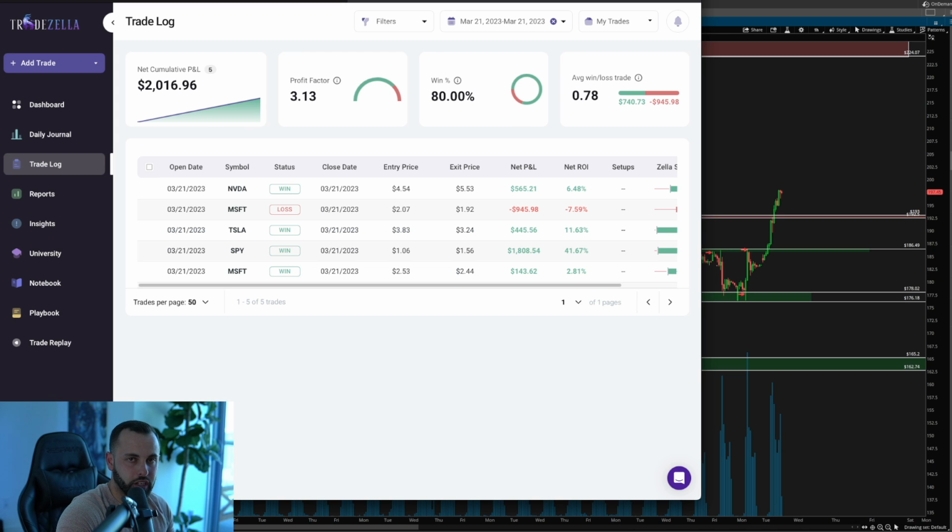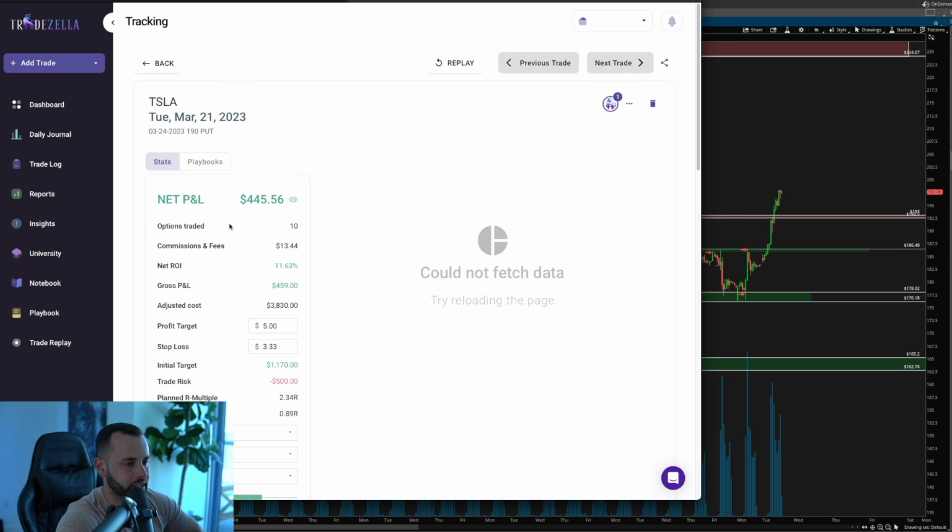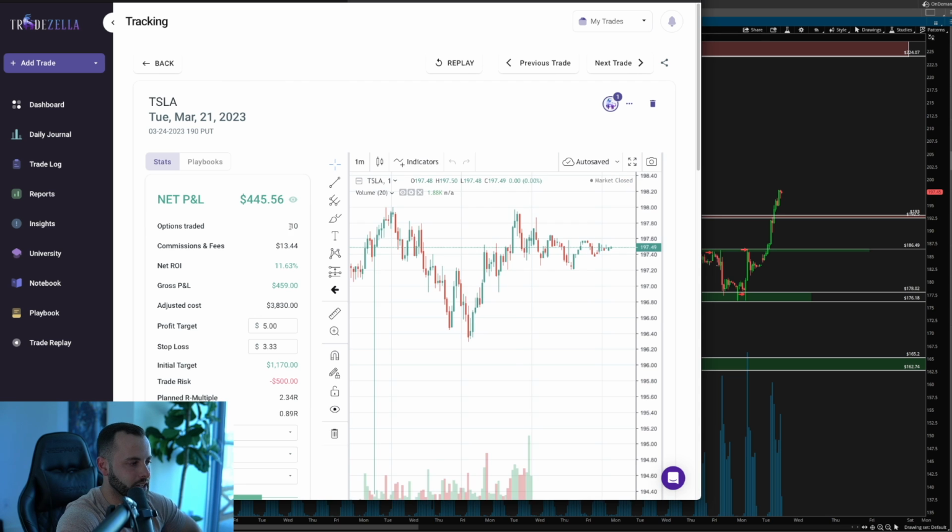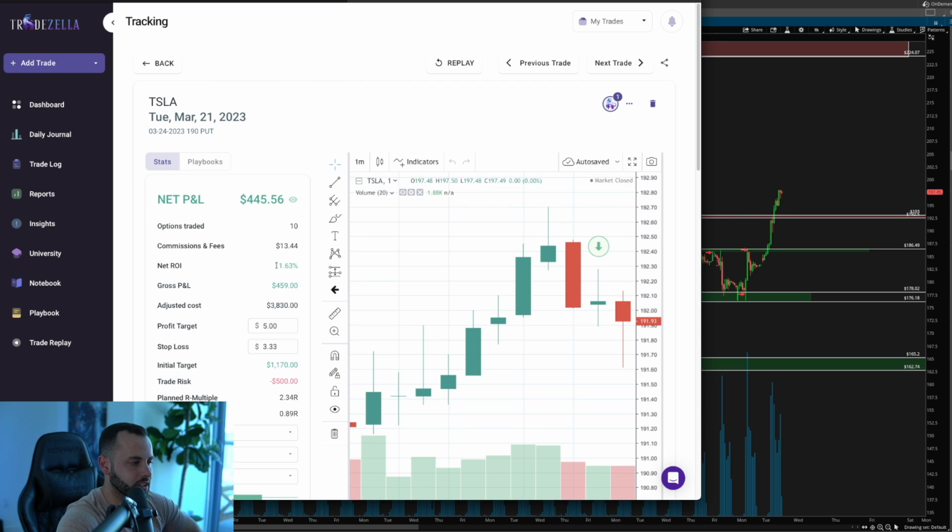So the third trade we're going to go over here is Tesla. Tesla was an 11% gain. It was a $445 win. This was the third trade of the day, and we can go ahead and check this one out. So 10 contracts, $13 in commissions, 11% gain, $459. You can see my target risk was about $500.